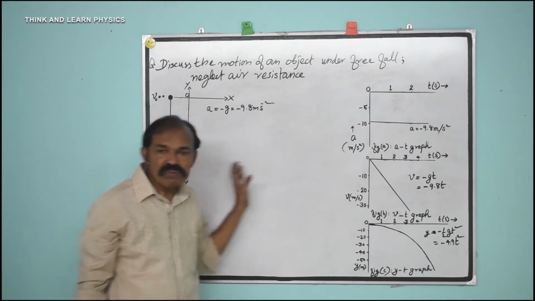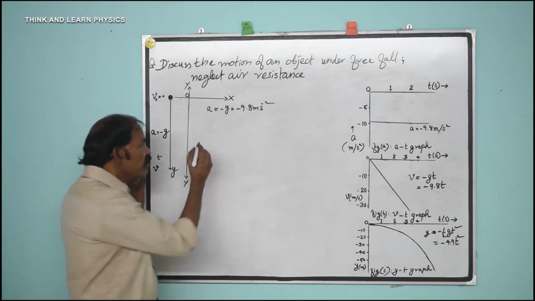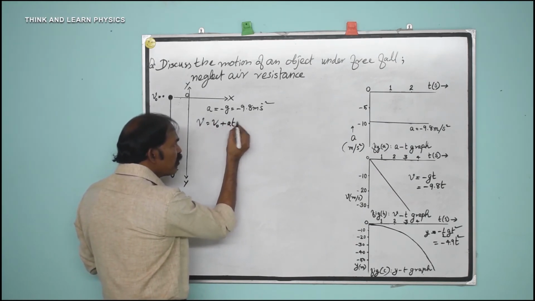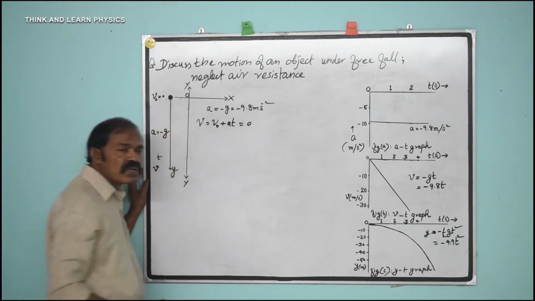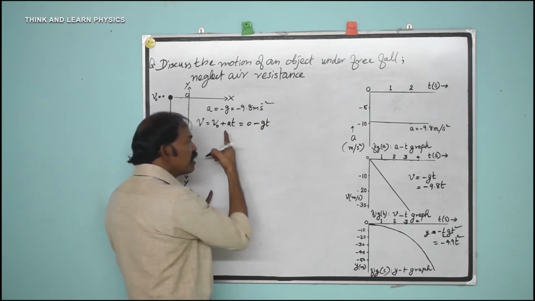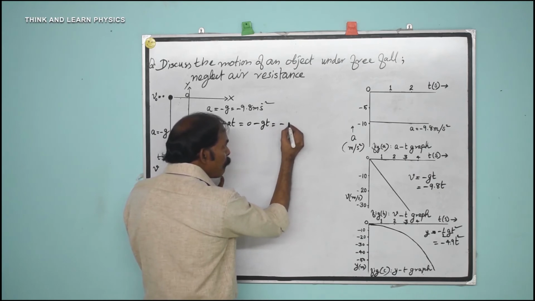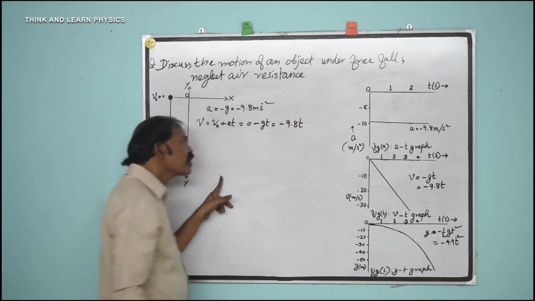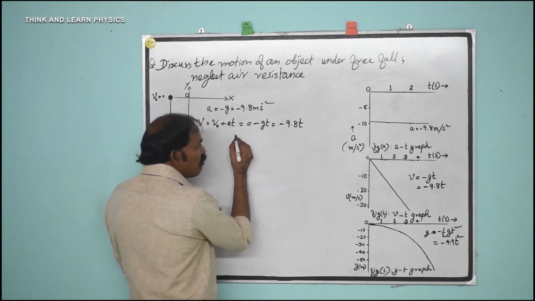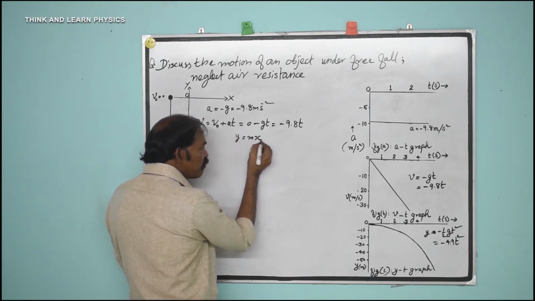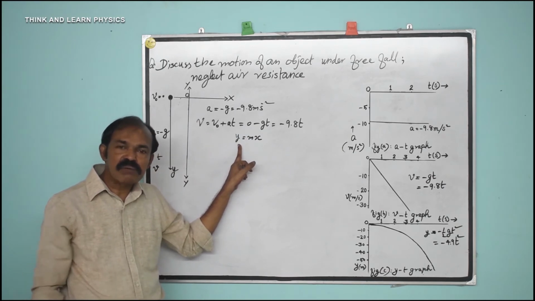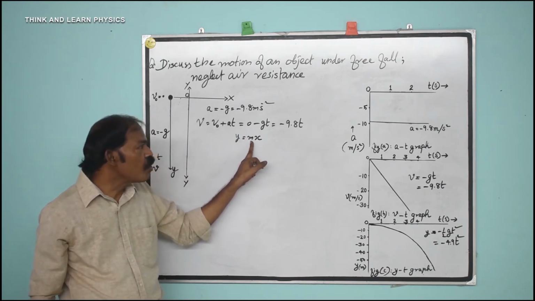Now, in order to draw the velocity time graph of the object, we can consider the relation v is equal to v0 plus at. This can be written as 0, v0 means 0, and minus g into t. V is equal to minus g t, so this is equal to minus 9.8 t. This expression is of the form y equals mx. We will study that this is the equation of a straight line passing through the origin having a slope m.